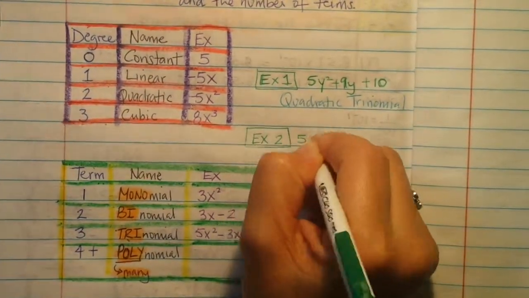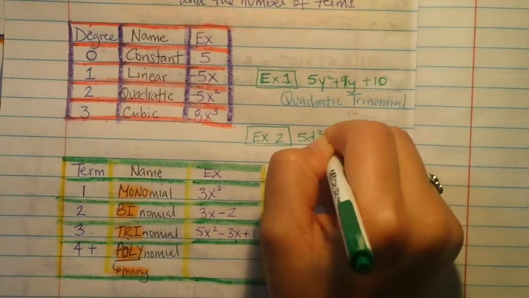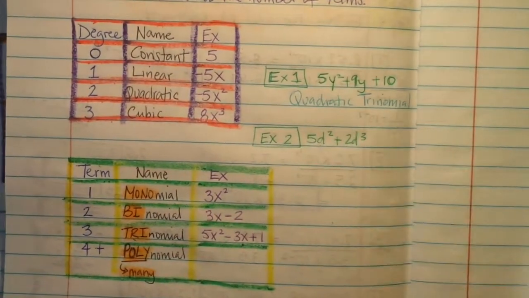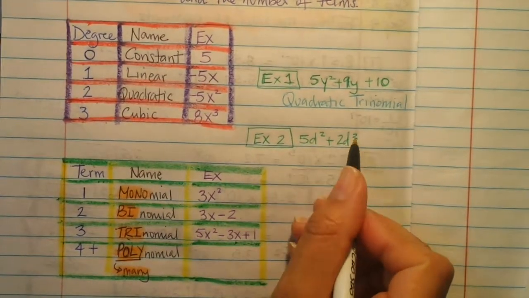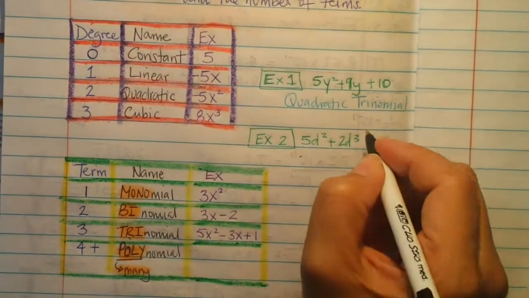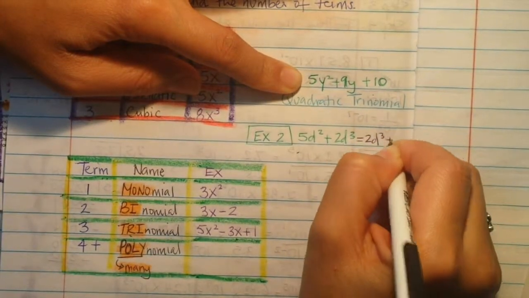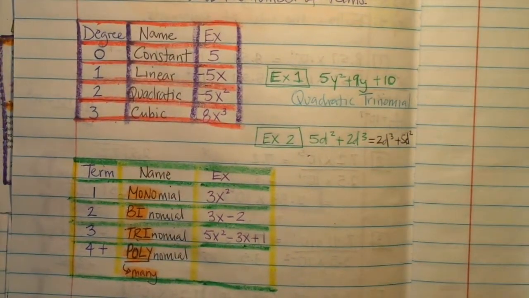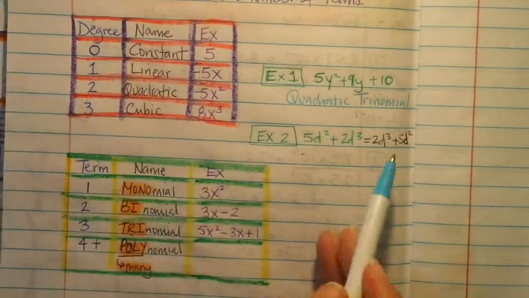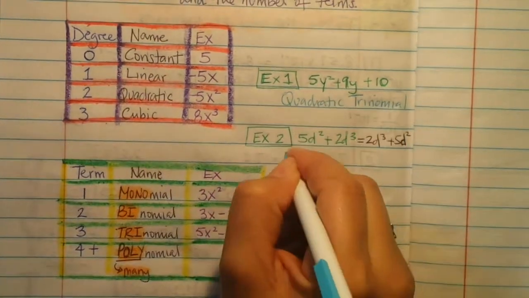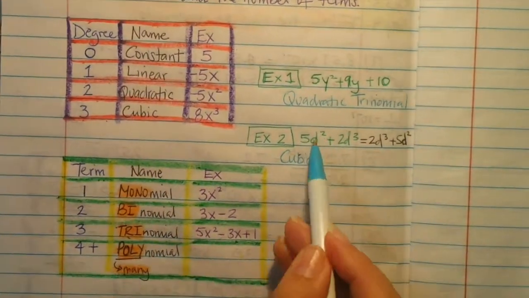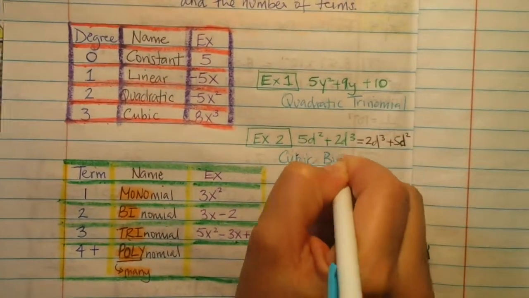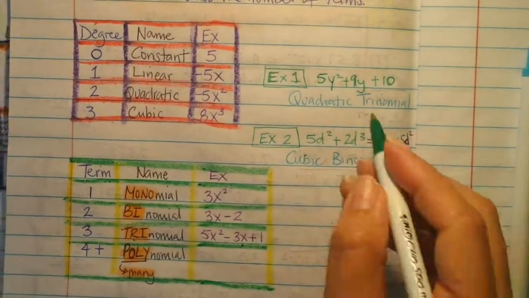Sometimes you need to be careful because they don't put it in order for you. To put it in standard form, it always has to go in decreasing order. In this case, it has to go power of 3 and then power of 2. So first put it in order and then look at what it is. The degree is what? 3, because it's t to the 3. So it's cubic. And how many terms does this have? 2. So it's a cubic binomial. And that's all there is to it.